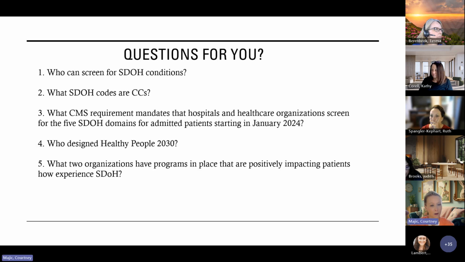All right, so now I'm gonna do a little pop quiz. Easy questions though. And anybody can come off mute and answer. You can put it in the chat however you feel comfortable. So first is, who can screen for SDOH conditions?